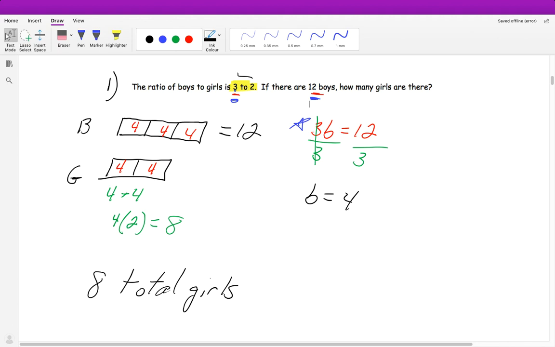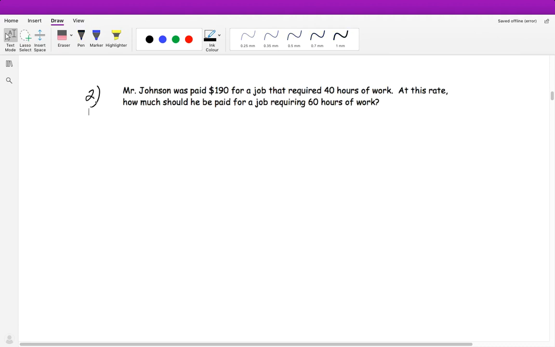All right, so for this next problem, it says Mr. Johnson was paid $190 for a job that required 40 hours of work. At this rate, how much should he be paid for a job requiring 60 hours of work? So when I look at this, remember, our ratio is comparing 2 different things. So I'm not going to compare the hours to each other because that's not setting up a ratio. I'm going to compare the hours with the money that we have. That will be setting up our ratio.